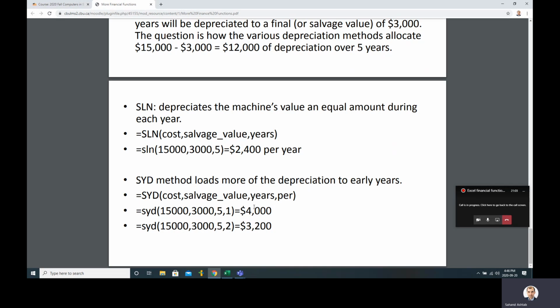And by doing that, we are basically using what we have learned as copying formulas, because there are examples where you may want to use a machine for 30 years, and all you have to do is just drag it down, and then you will get the depreciation amount for every single year.